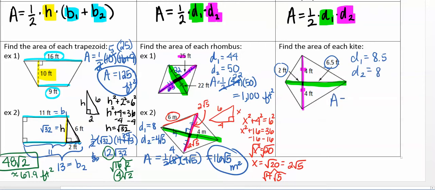So same formula, area equals 1/2 times 8.5 times 8. I'm going to cut the 8 in half and then multiply 8.5 times 4, and that gives you 34 square feet.